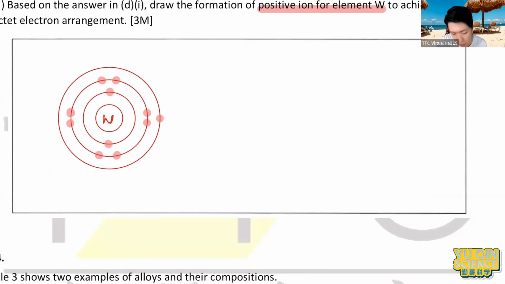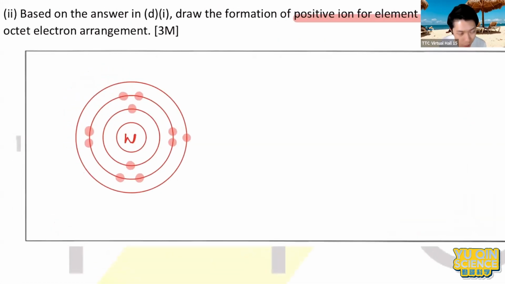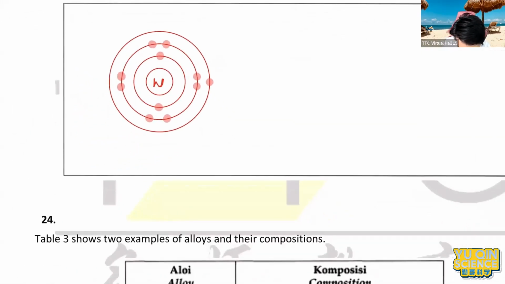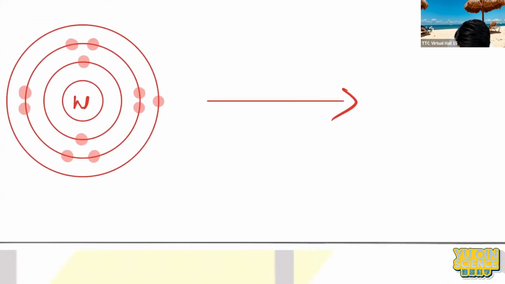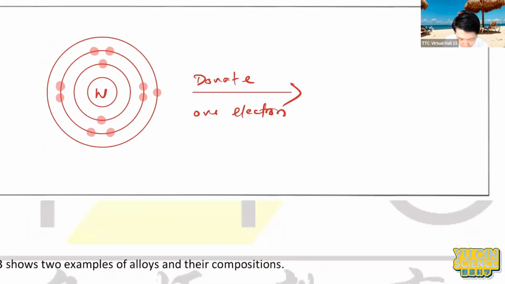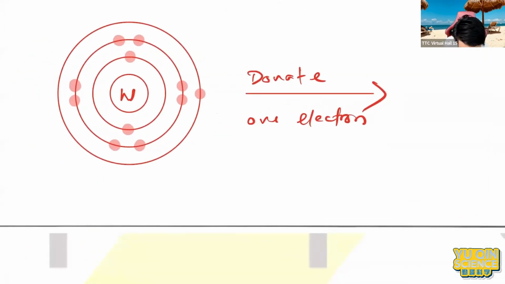Happy or not? Not happy. Why? Because there is 1 on the outer ring, which is not an octet. So you want to donate, you want to throw away. So what we do is, we draw a line and we say donate 1 electron. Okay? Donate 1 electron.